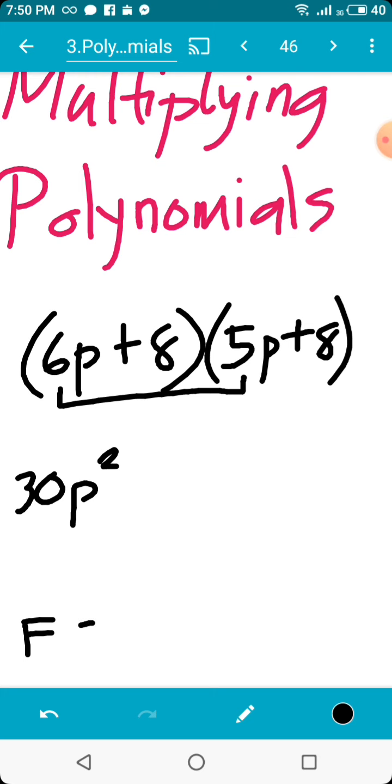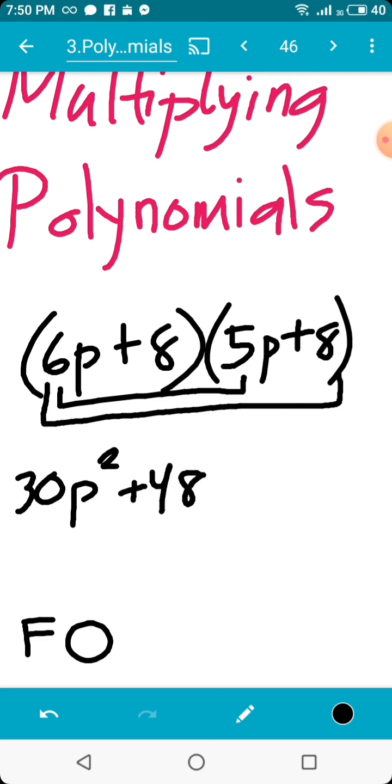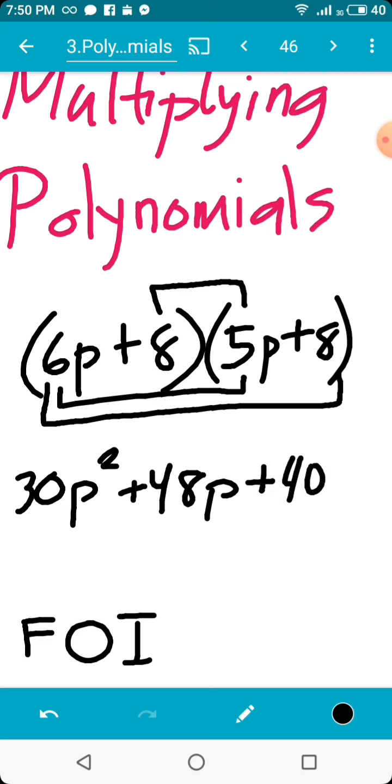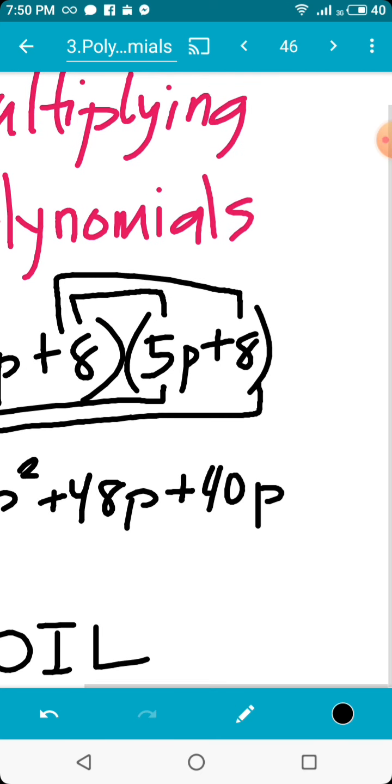Pagdating naman dito sa O, that is outside term. So, ito yung 6p times positive 8. So, that is positive 48p. Okay? Then, sunod is letter I. So, that's the inside term. So, that is positive 8 and 5p. So, that is positive 40p. Okay? And yung L, that is the last term. So, that is positive 8 times positive 8, so that is positive 64.